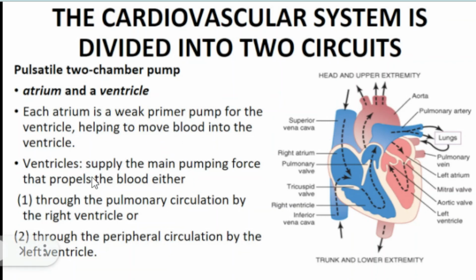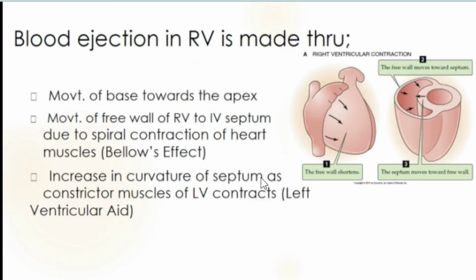The ventricle naman supplies the main pumping force. That's why the trabeculae carneae muscle is very thick, especially in the left ventricle, because it needs to propel blood either to the lungs from the right ventricle or to the rest of the circulation from the left ventricle. So how is blood ejection made?